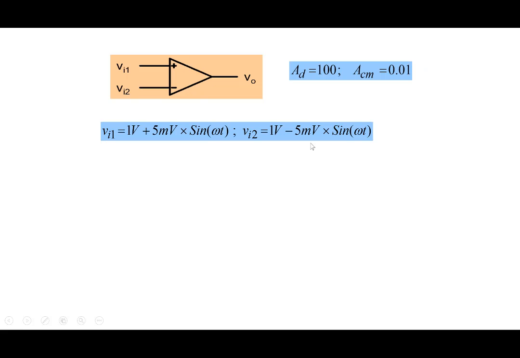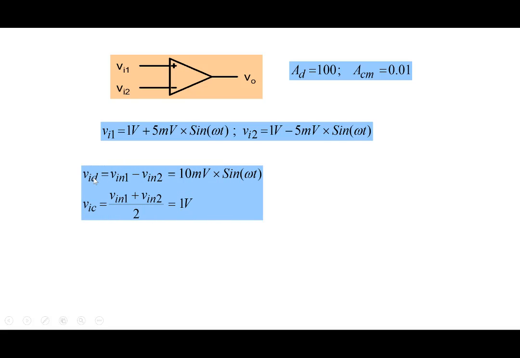Okay, so let's illustrate that with an example. Suppose there's a difference amplifier with a differential gain of 100 and common mode gain of 0.01. So CMRR will be 100 divided by 0.01, which is 10 to the power 4. And let's say VI1 is 1 volt plus 5 millivolts sin omega t, and VI2 is 1 volt minus 5 millivolts sin omega t. Note that the difference mode signal here, VID, the difference of the two, is the sinusoidal signal 10 millivolts sin omega t. And the common mode signal here is the average of the two, 1 volt. So note that the common mode signal is pretty large, 1 volt, as compared to the differential mode signal, which is only 10 millivolts. But what will be the output?